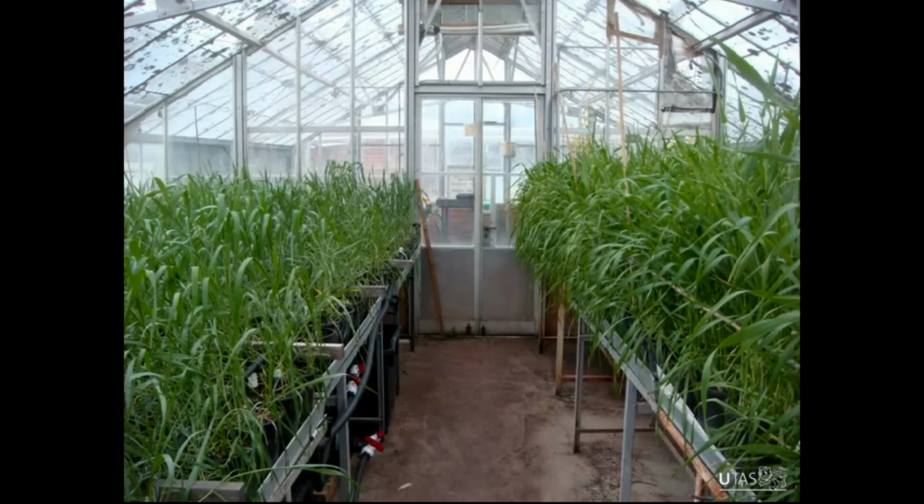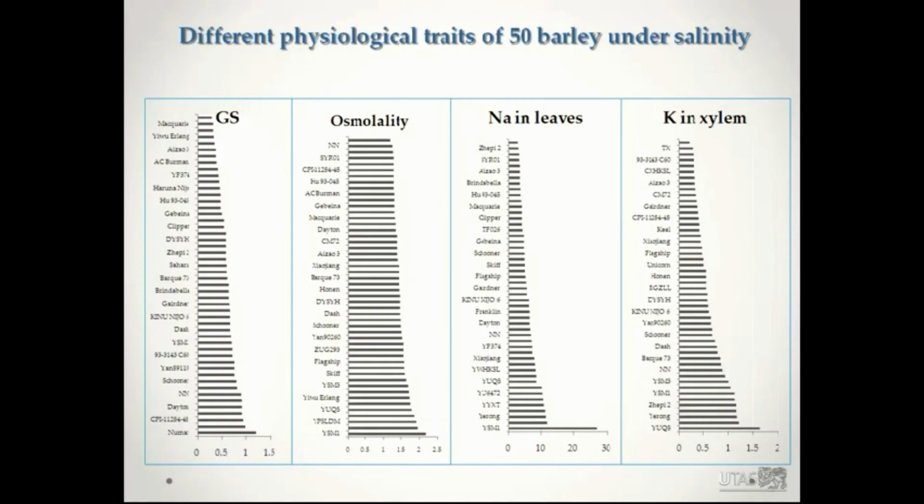This is a photo of the glasshouse. The left one is the plants under the salinity treatment. The right one are the control ones. The following slides are my current results, but just some of them because there are too many. I just chose some of the results of different physiological traits of the 50 barleys.